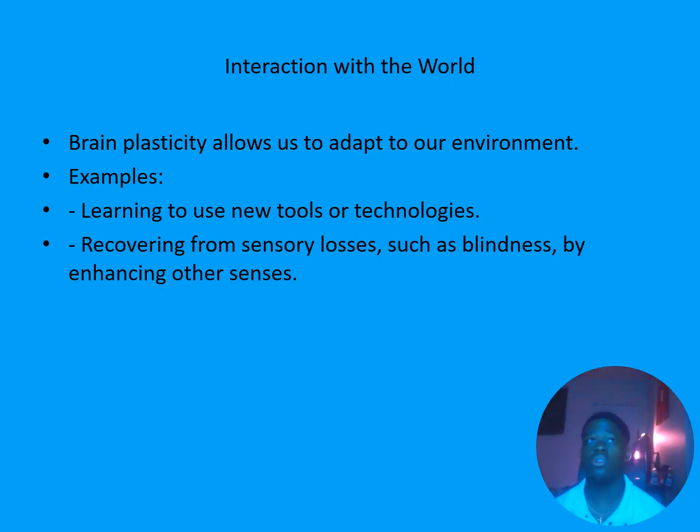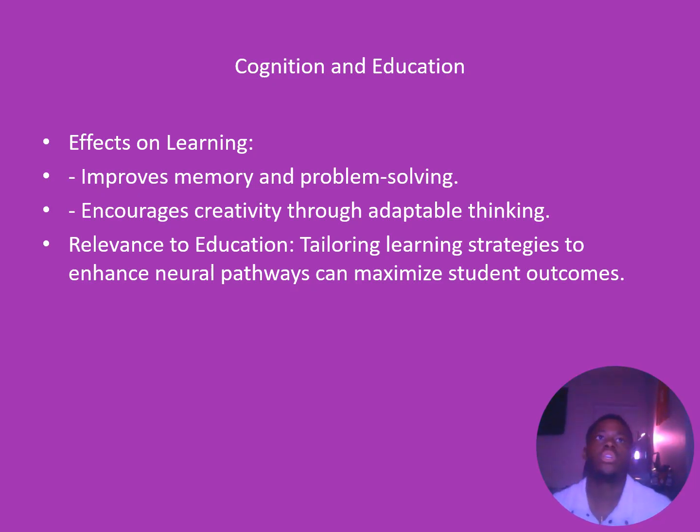For interaction with the world, brain plasticity allows us to adapt to our environment. So, for example, when you're learning to use new technologies or tools, or recovering from sensory loss such as blindness by enhancing other senses. For cognition and education, this affects learning obviously.